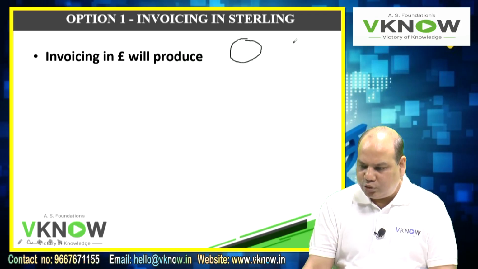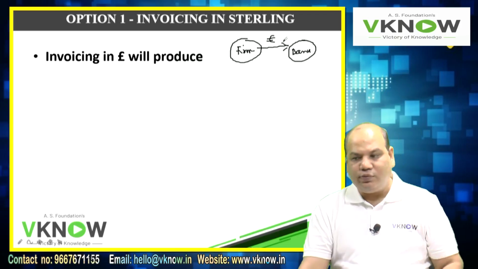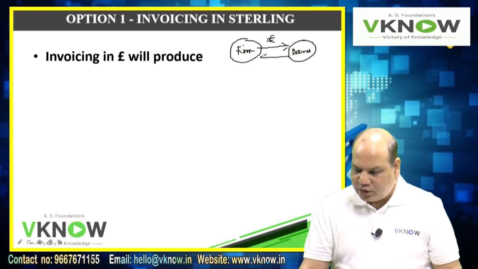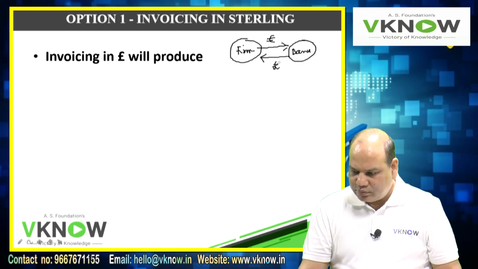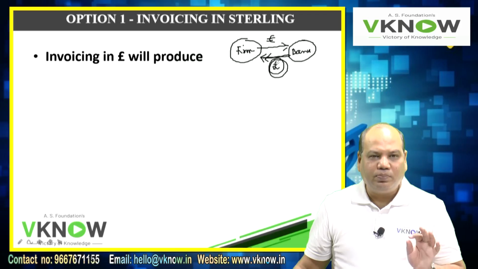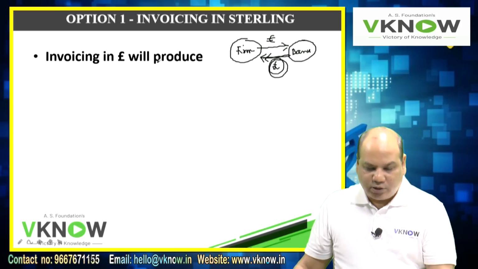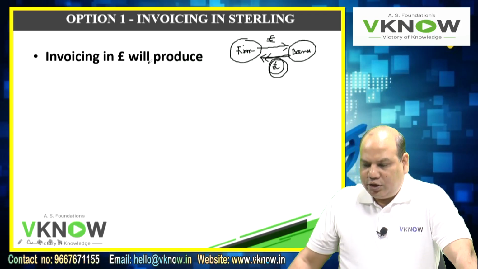Whenever you have a doubt which rate to apply, you have to draw this simple diagram, firm and bank. The firm will give euro to the bank because they are the exporter, they will receive euro, and then the bank will give them pound. The rate for pound is given and the bank is selling pound. So the spot pound selling rate will be applicable. Write down: invoicing in pound will produce.